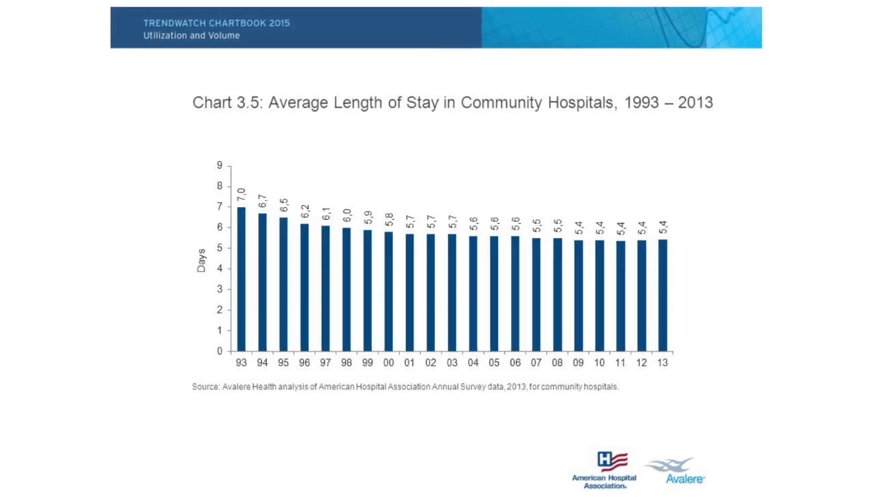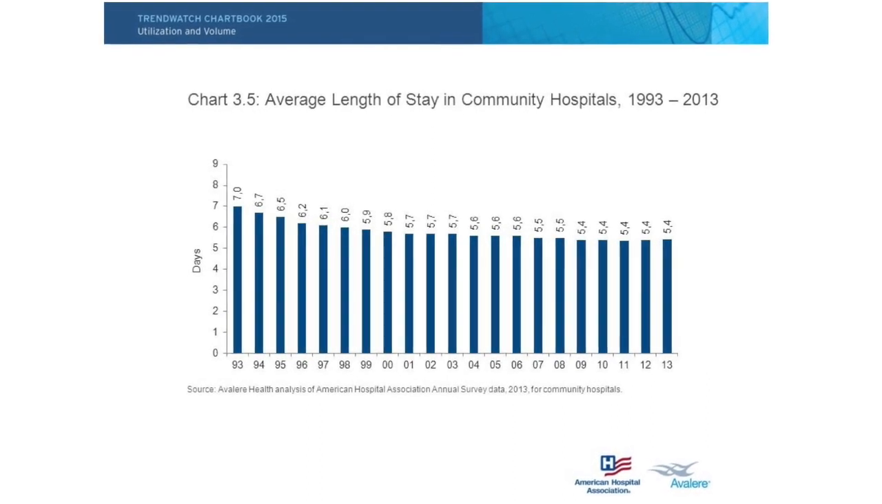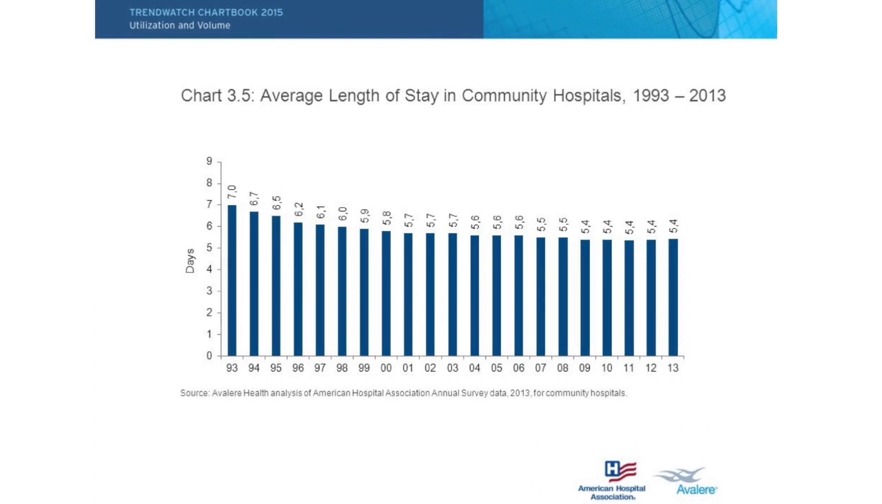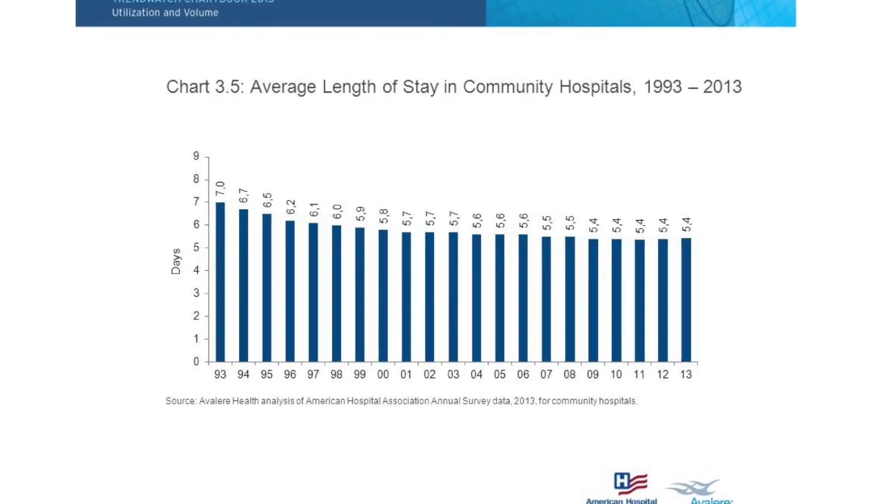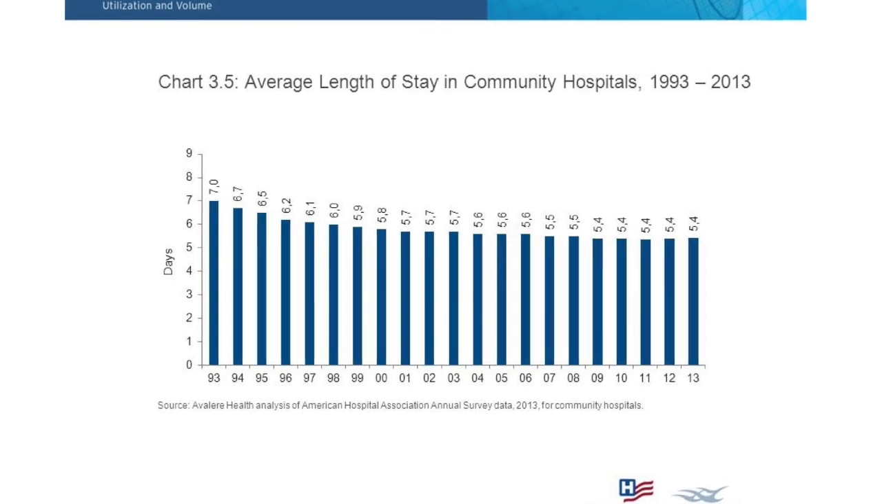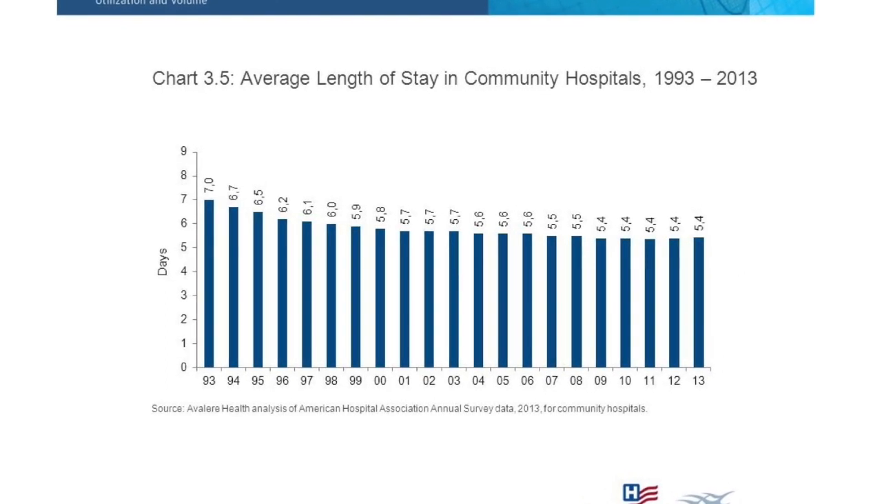So in the graph that you see here, you can see that the average length of stay in community hospitals has been steadily decreasing. In 1993, we were at about 7 days as an average length of stay, down to about 5.4 days in 2013. So the length of stay is commonly used as a measure for financial productivity, staff productivity, quality metric, and it's typically correlated directly to the cost of care of a patient.